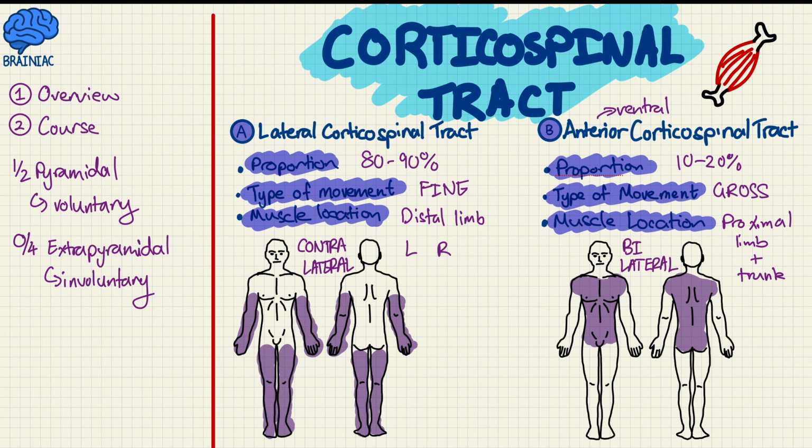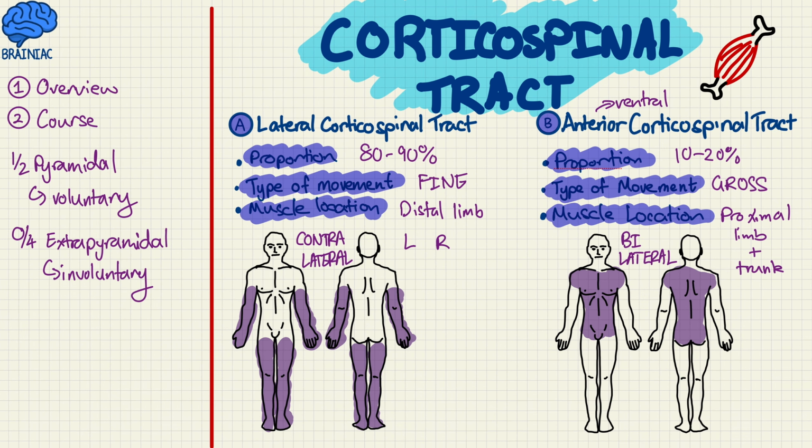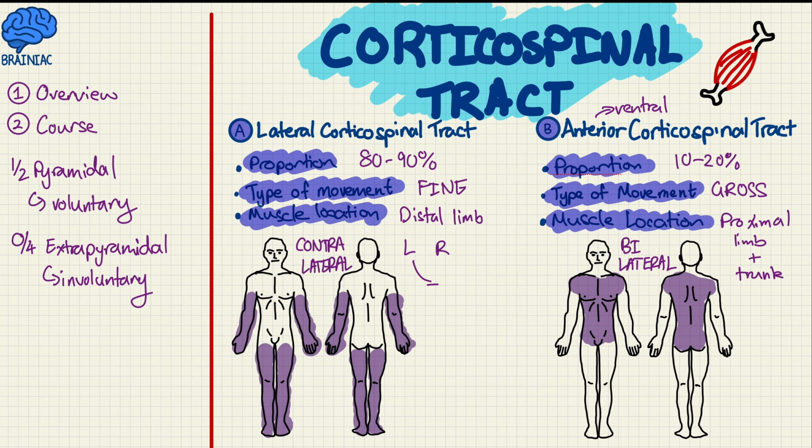With the lateral corticospinal tract, what happens is that the left lateral tract will go on to innervate the right half of your body, whereas the right lateral tract will go on to innervate the left half of your body. So the opposite. And that's why we call it the contralateral innervation. Contra meaning opposite. Conversely, with my anterior tract, I still have one on the left and one on the right, but what happens instead is that my left anterior tract will go on to innervate both the left side and the right side of the body.